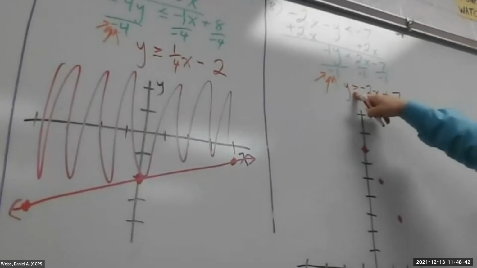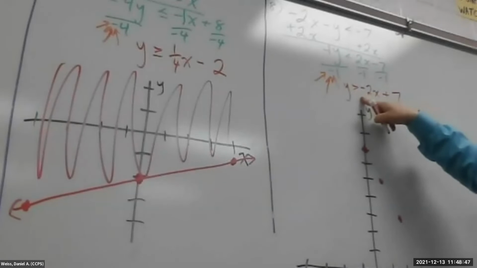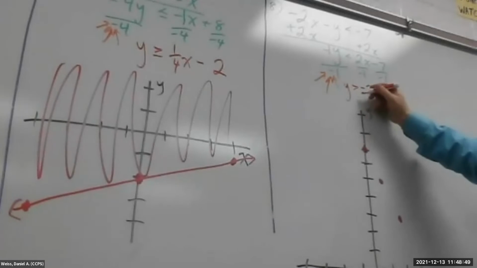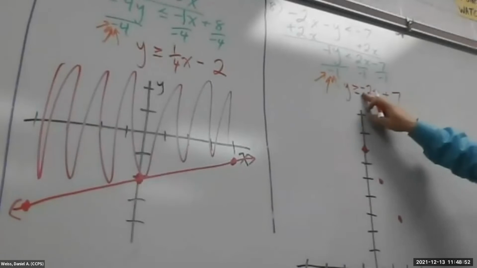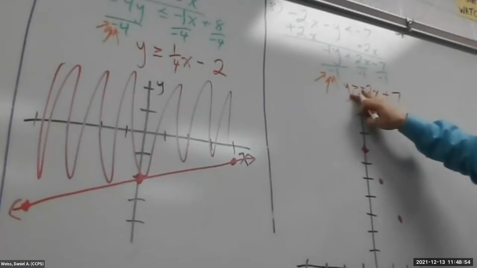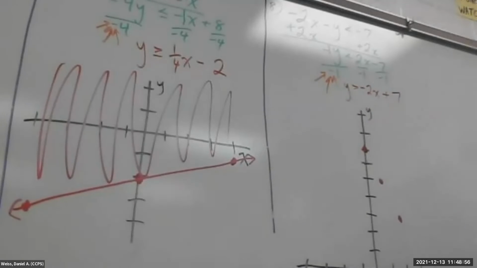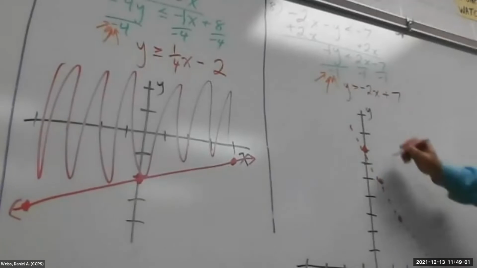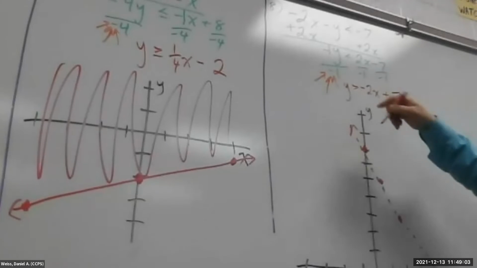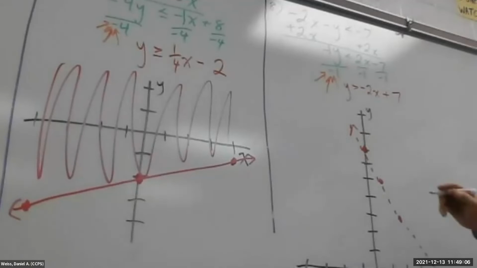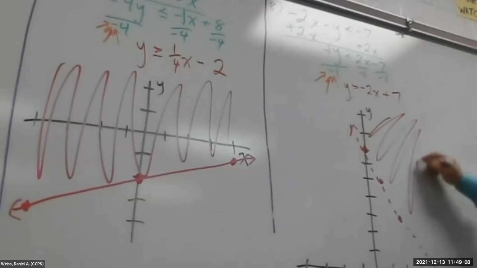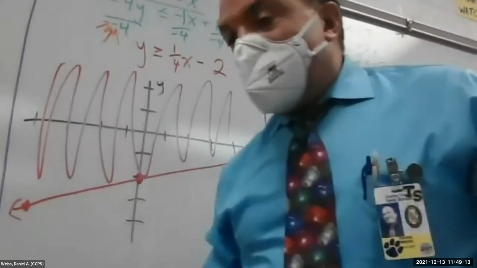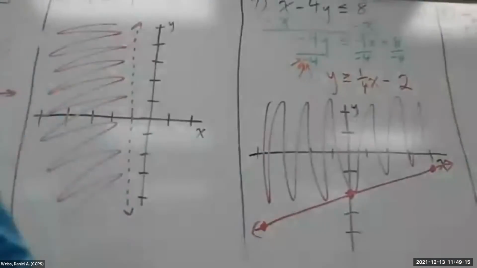Solid or dashed? Dashed, because it's not equal, right? If this were here, it would be solid. Since it's not, it's dashed. Okay? And it's greater than, am I going to shade above or below? Above.